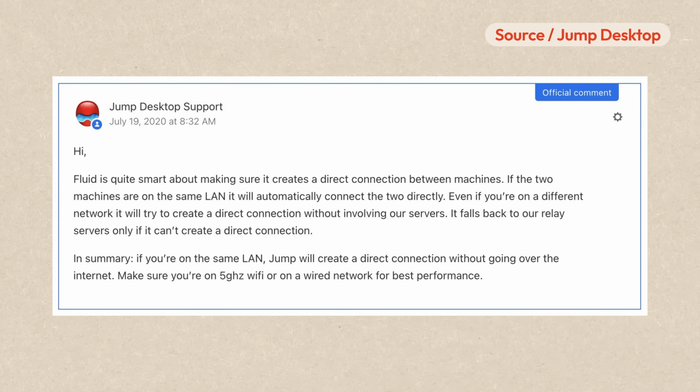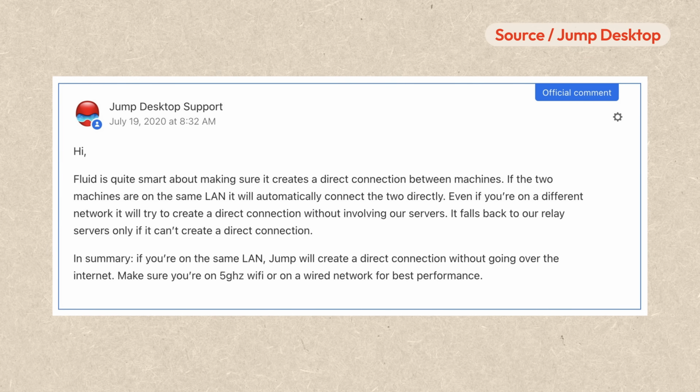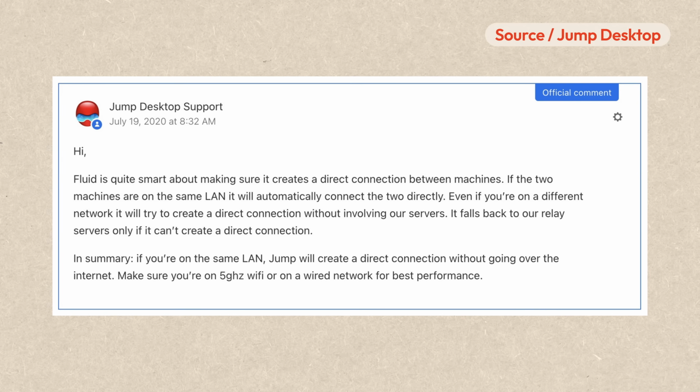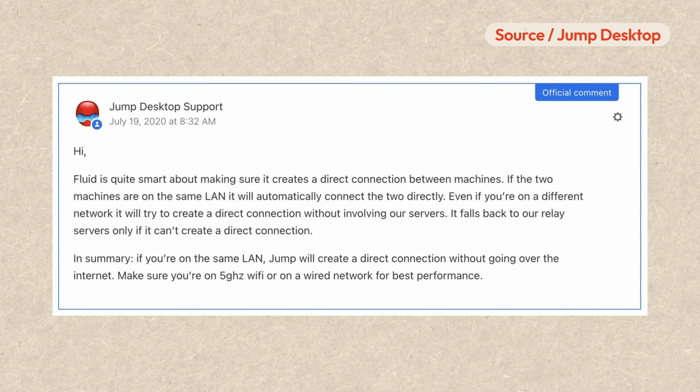According to Jump Desktop, it will always try to create a direct connection without involving their servers. It falls back to their servers only if the direct connection cannot be created. So that means unless you have a weird networking setup, you're probably going through the LAN.